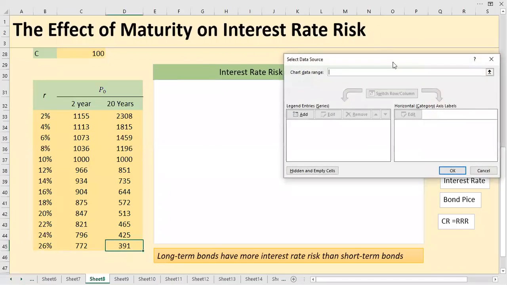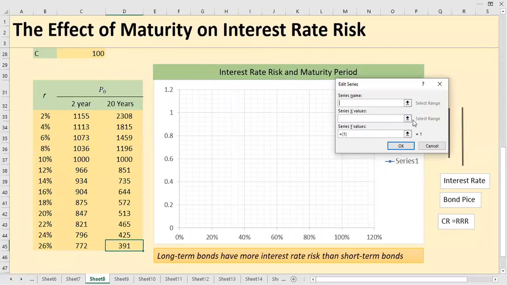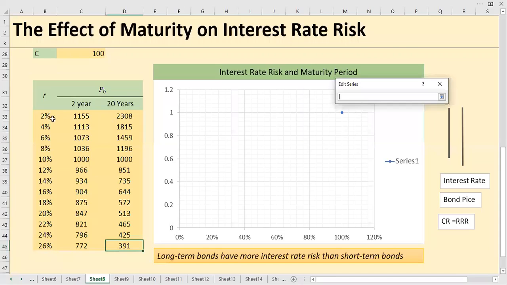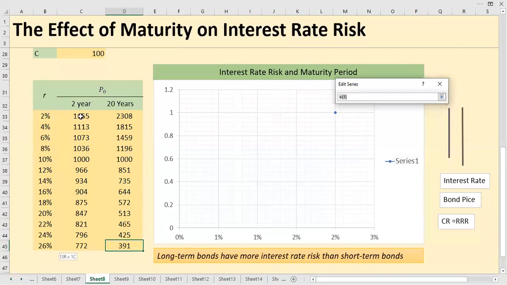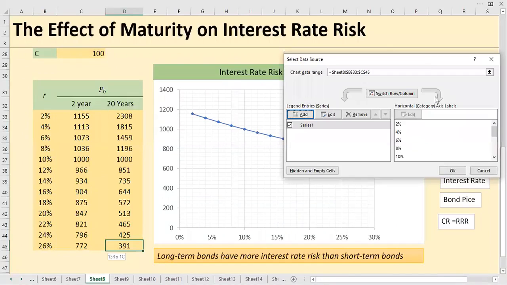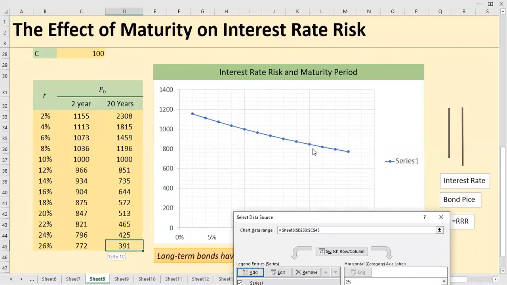What I'm going to do is select the data. I'm going to add the first one, the 2-year bond. Add. Under the x-axis, I'm going to put these R values. Under the y-axis, I'm going to put prices. So you get this curve, right? You can see there's a downward trending curve. There's a negative relationship.